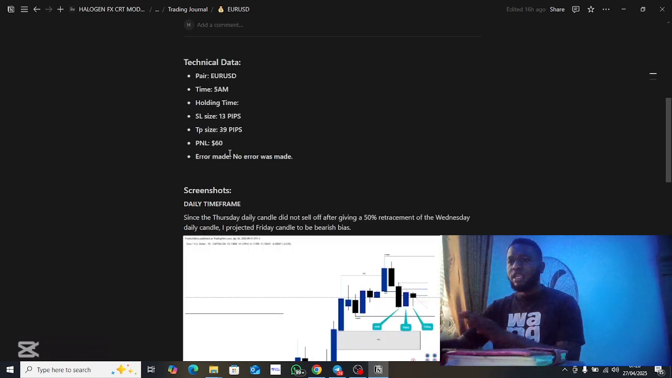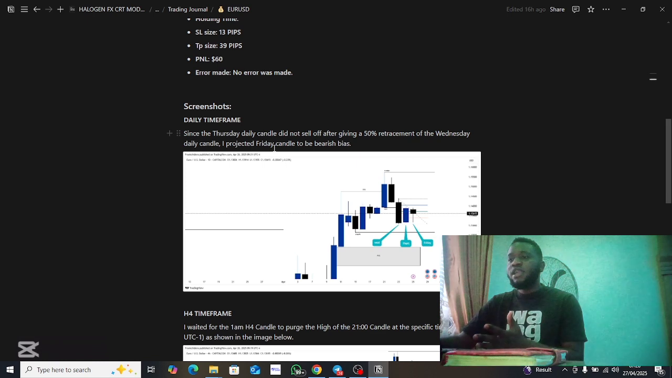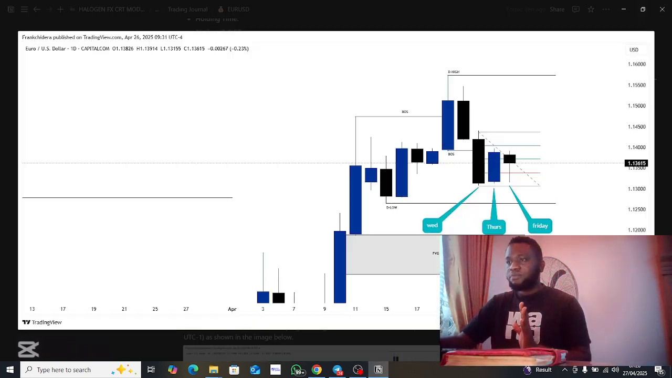So now you can see, guys, look at this daily time frame. I want you to look how I look for my daily buyers. Do you understand? I said, since the Thursday daily candle did not sell off after a 50% retracement of the Wednesday daily candle, I projected that Friday candle would be bearish. So if I zoom in, look at it.